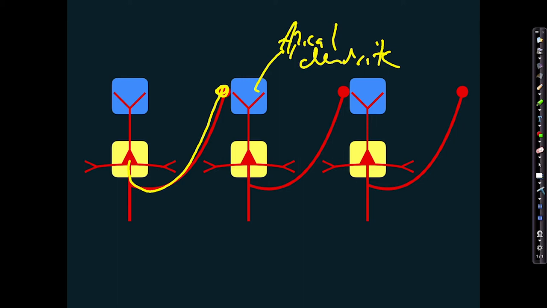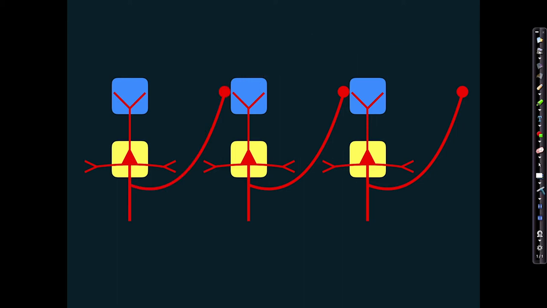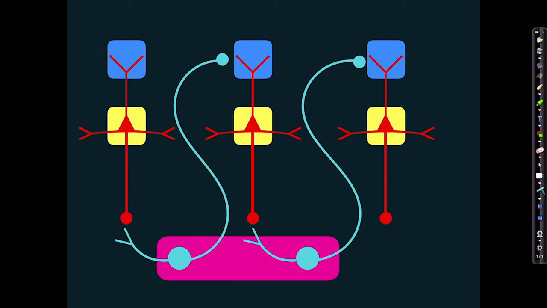Slightly more complicated, we can go even further and look at another type of connectivity. This is a kind of indirect type of connectivity. One thing we haven't really discussed much, maybe a little bit in one of the earlier units, is this pink structure at the base here. This structure is called the thalamus.